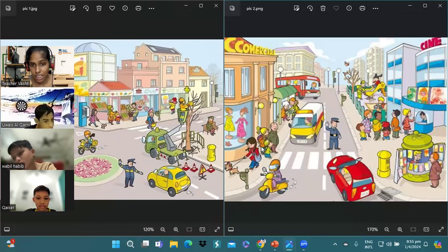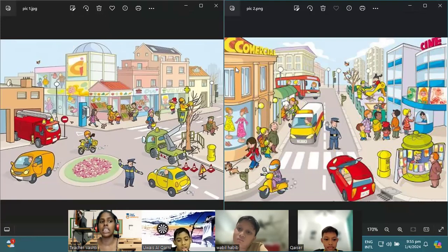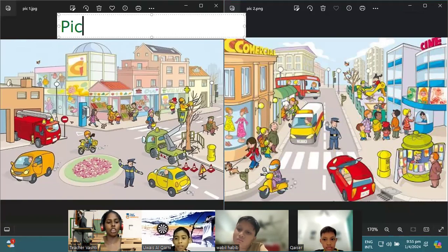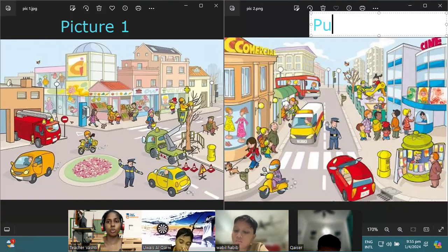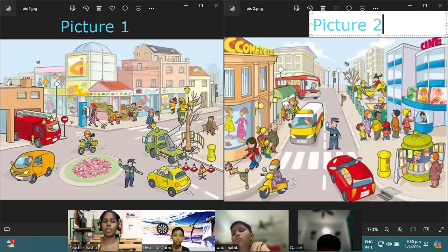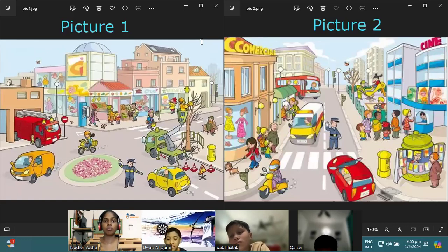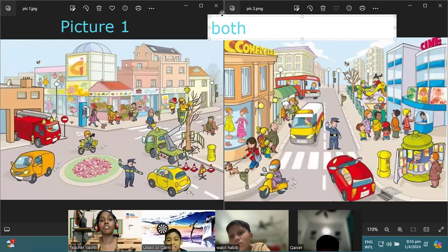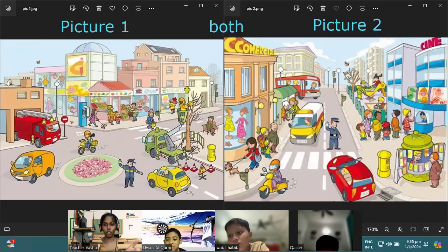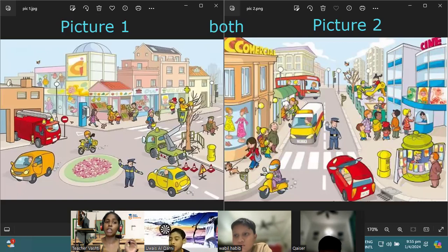I have a few sentences and you are going to write your answers if my sentence is based on picture 1, this is picture 1, or picture 2, or both. Some sentences I have, you can find in both. So you can write both. Kalau picture 1, you write picture 1. Kalau picture 2, you write picture 2. If both, you write both.